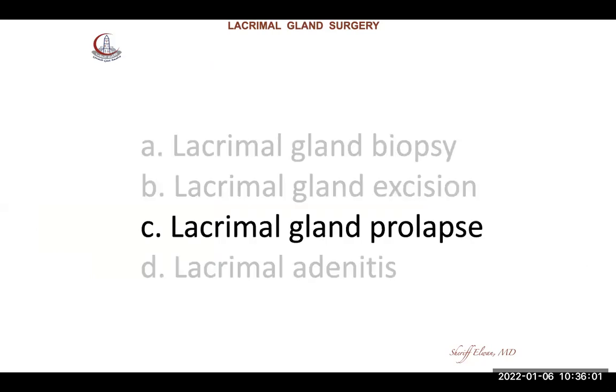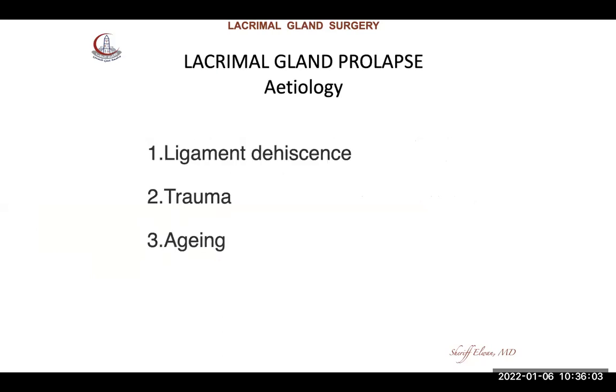And then we come to the common condition of lacrimal gland prolapse. Etiologically, lacrimal gland prolapse originates from the dehiscence of the ligaments that are suspending the lacrimal gland to the periosteum of the lacrimal impression. Take care, the word lacrimal fossa is the one we give to the site of bone that lodges the lacrimal sac, but the site of bone that lodges the lacrimal gland is called the lacrimal impression.